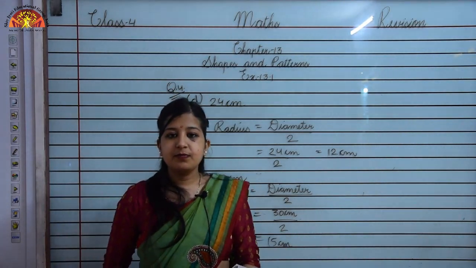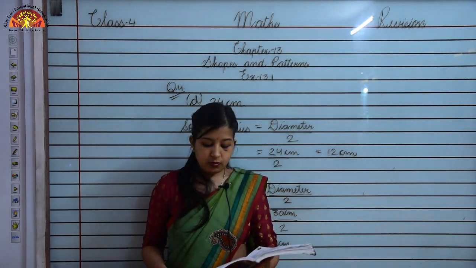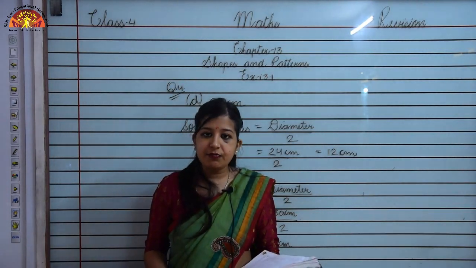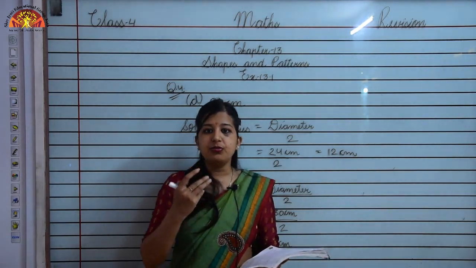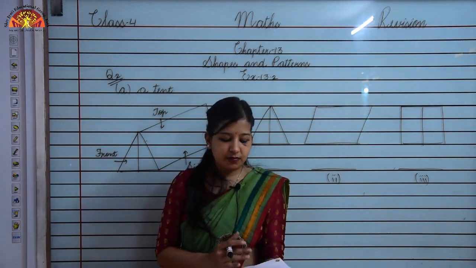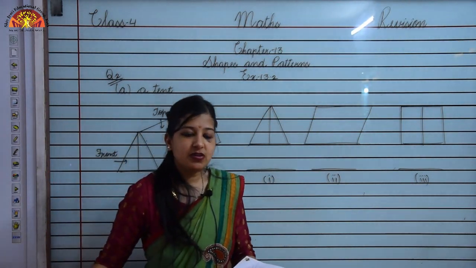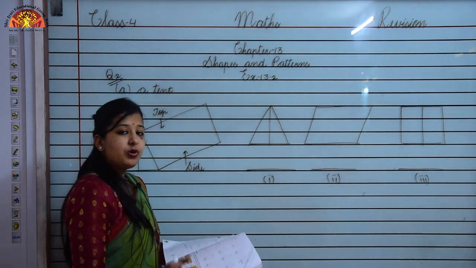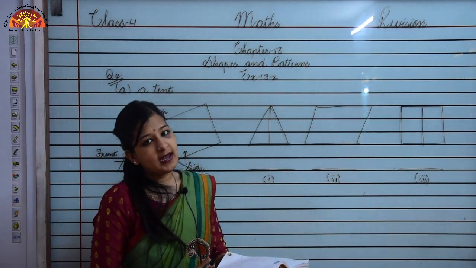Now students, we will read about view. So what is view? View of an object means how it looks when it is seen from different positions, and there are basically 3 views: front view, top view and side view. Now students, we are going to do question number 2 of exercise 13.2, which is on page number 168. In this question we have to identify the front, top and side view.